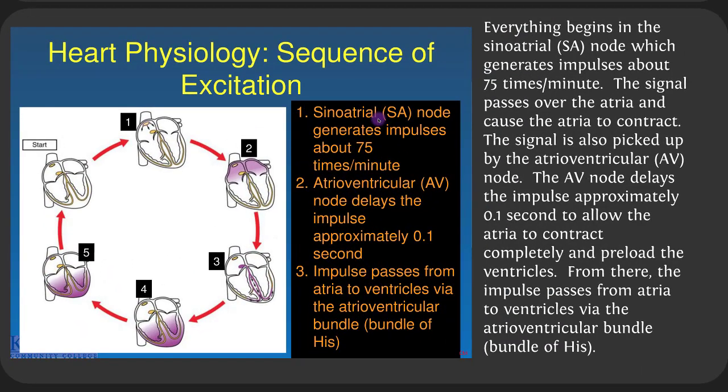Everything begins in the sinoatrial node, or the SA node, which generates impulses about 75 times per minute. The signal passes over the atria, shown here by the purple coloring. The signal is also picked up by the AV node, this little yellow bulb here. The AV node delays the impulse approximately 1/10 of a second to allow the atria to contract completely and preload the ventricles. From there, the impulse passes down from atria to the ventricles via the atrioventricular bundle, or the bundle of His.